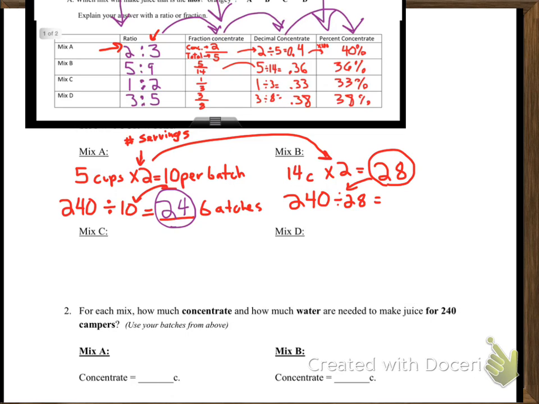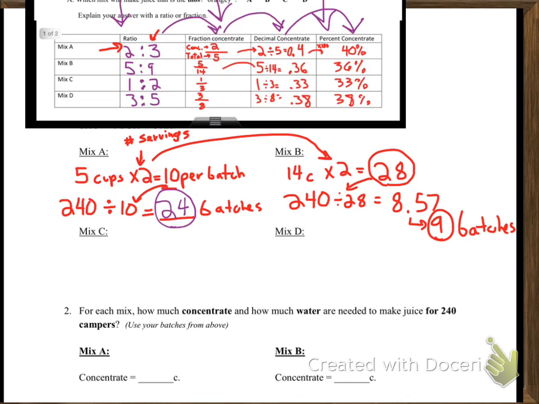And what do we get when we do that? We get, not the best number, 8.57. We're going to have to make how many batches? Well, if we make 8 batches, it's not going to be enough. So let's go ahead and just say 9 batches, because about 8.5. Okay?